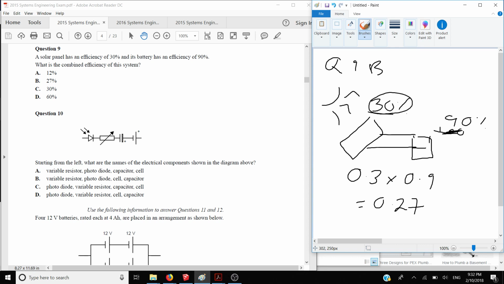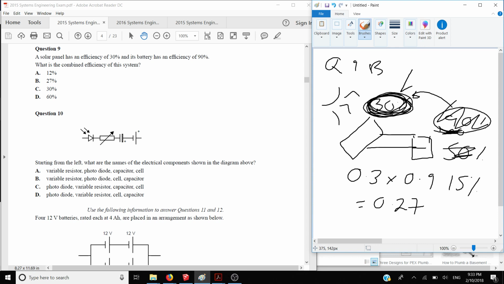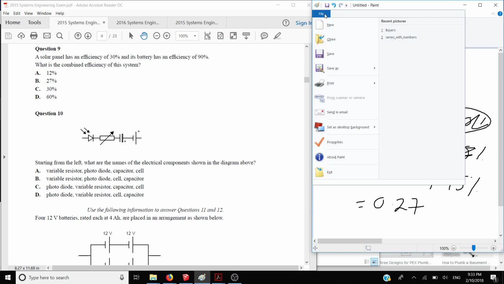If that is being stored by a battery that is only 90% efficient, then you're only storing 90% of that 30%, right? So you need to reduce it. If the battery was worse, if it was a 50% battery, we're only going to have 15% efficiency because we're only storing half of the usable energy that we're getting out of one part of the system. If it was 100% efficient, then we would just have 30% efficiency. Right.